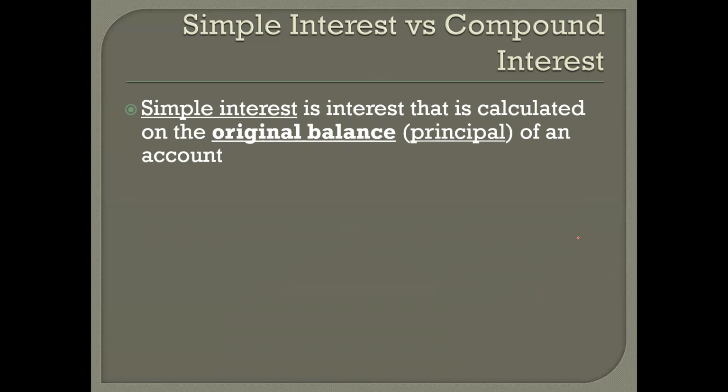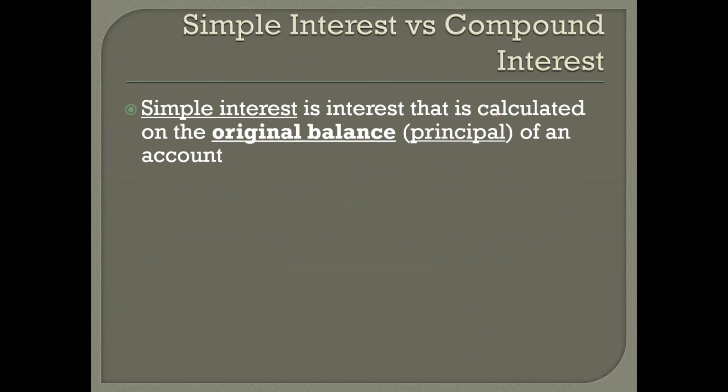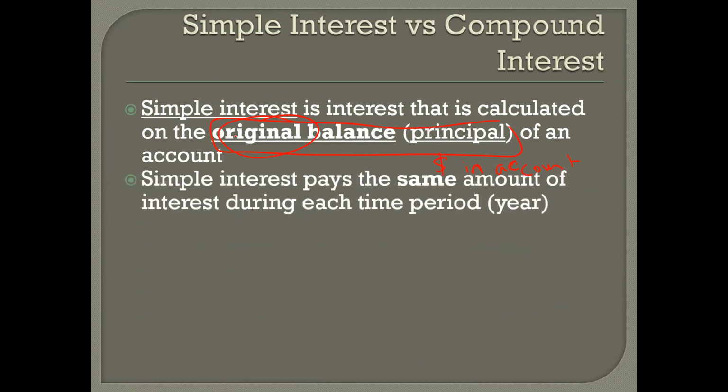So I'll talk about the difference between simple interest and compound interest. Simple interest is the interest that's calculated on the original balance, or the principal, of an account. What I mean by original balance is basically how much money you have in the account. So simple interest is based off of how much you put in the account at the very beginning, right?